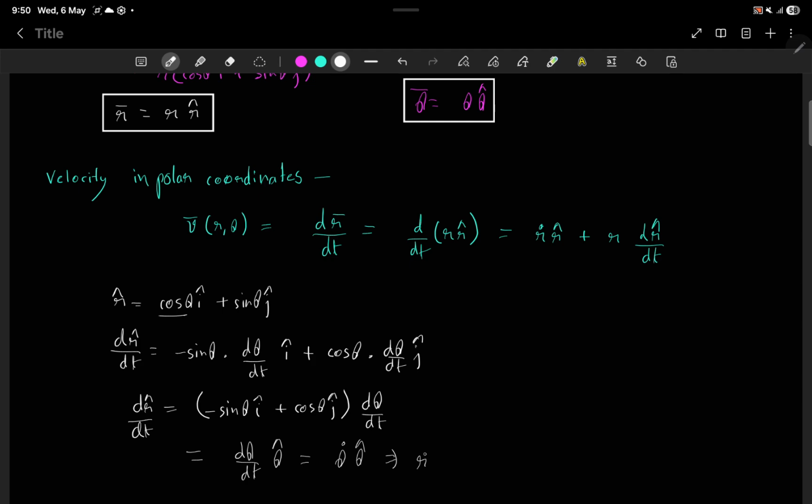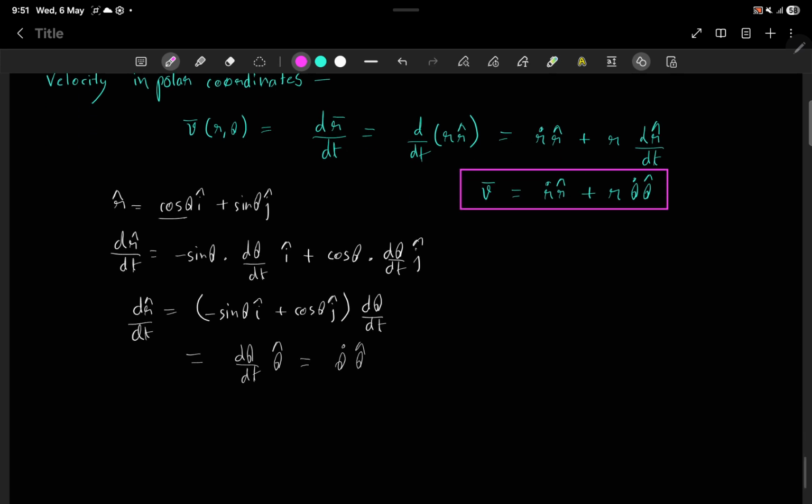So this one I can directly replace here. So r dot r cap plus r times theta dot theta cap. This is my velocity vector, so let us highlight it. This is my velocity vector in terms of polar coordinates.